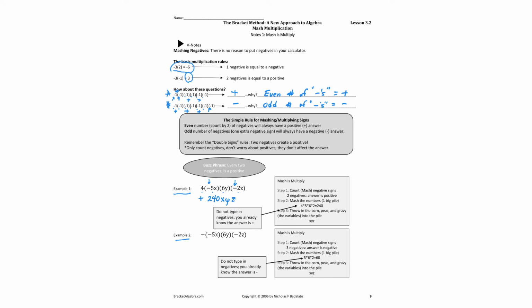Count the number of negative signs. Now remember, you can call it negative or minus or subtract. In algebra, it's the same thing. So here we have 1, 2, 3 negatives, which is going to make the whole thing negative, because we know odd number of negatives makes it negative. Done with signs. Now we take our numbers, the 5 times the 6 times the 2, which gives us 60. And again, throw in the peas, carrots, and the gravy. And that is how you mash.